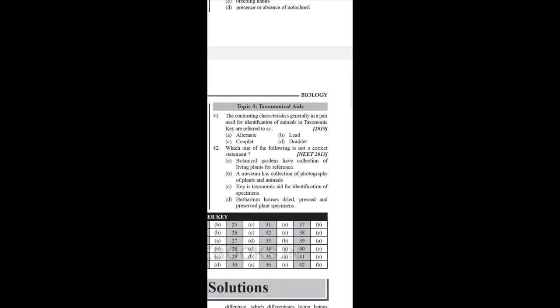Option number B is not correct. Okay, the museum has collection of photographs of plants and animals is not correct, and the other three are correct. Like botanical gardens have collection of living plants for reference. Key is taxonomical aid for identification of specimens. Herbarium house dried, pressed and preserved plant specimens.